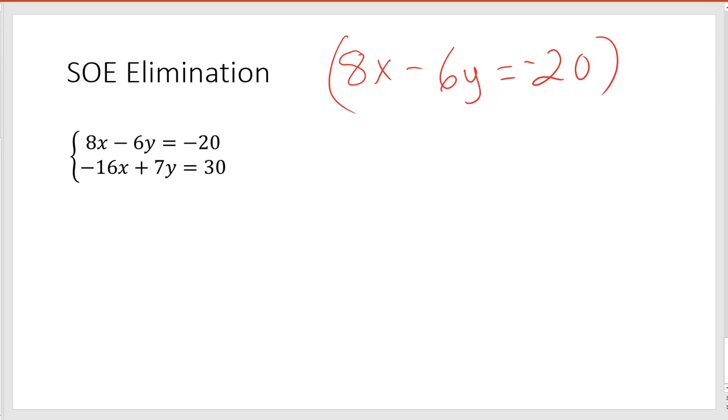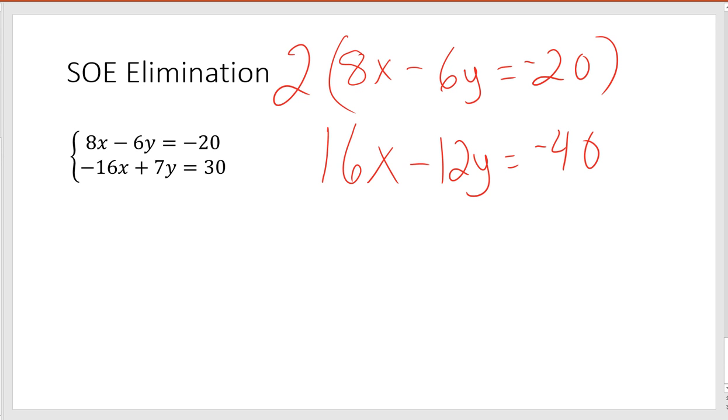So I can take that entire equation, I can multiply it by 2. When I multiply that entire equation by 2, I get 16x minus 12y equals negative 40. My other equation did not change. Negative 16x plus 7y equals 30. Think about whether we add or subtract here. We would add.